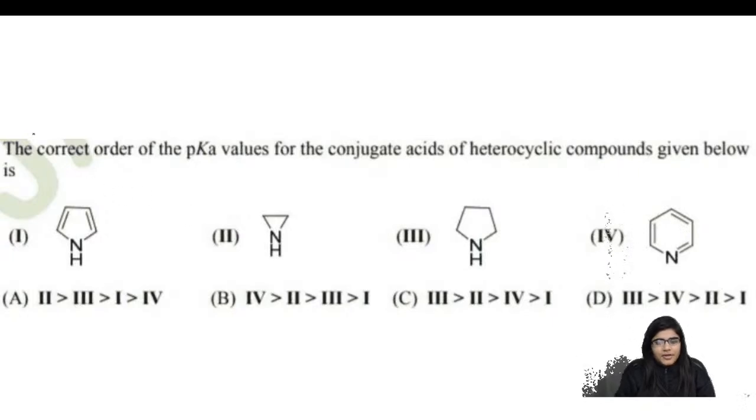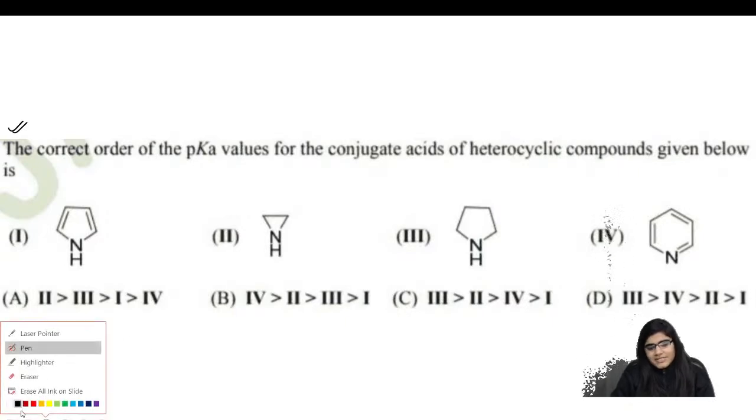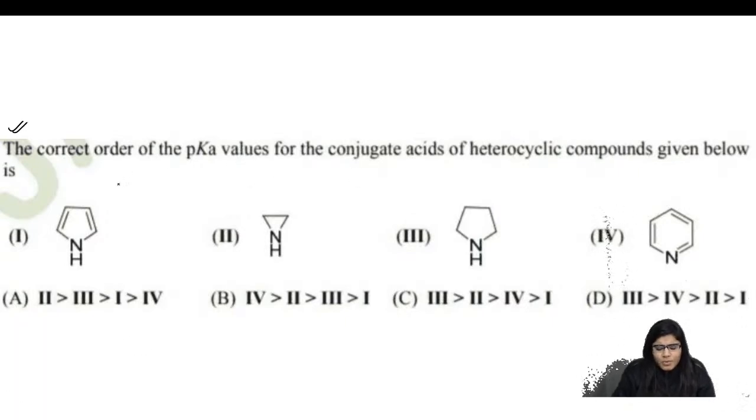Let's take this question, and the question is the correct order of the pKa values for the conjugate acids of heterocyclic compounds given below. So you have four heterocyclic compounds, and what you have to find is the correct order of pKa values for the conjugate acids. So this is the question. Let's see what concept is involved over here. What is the question?